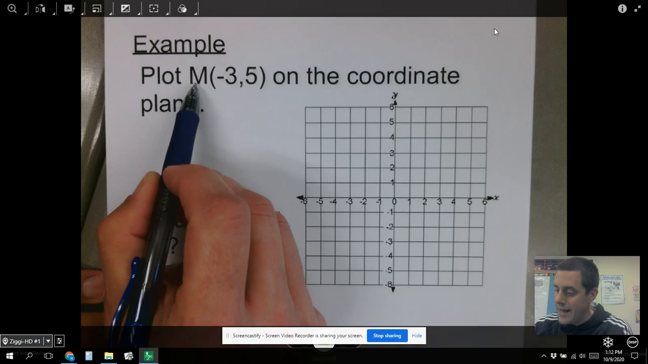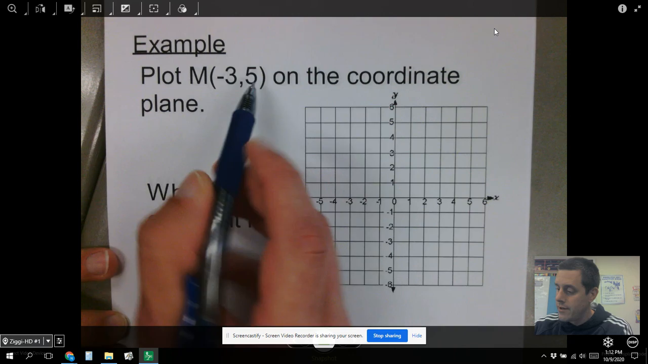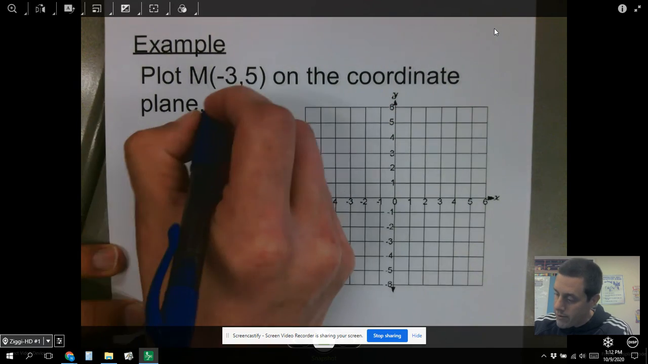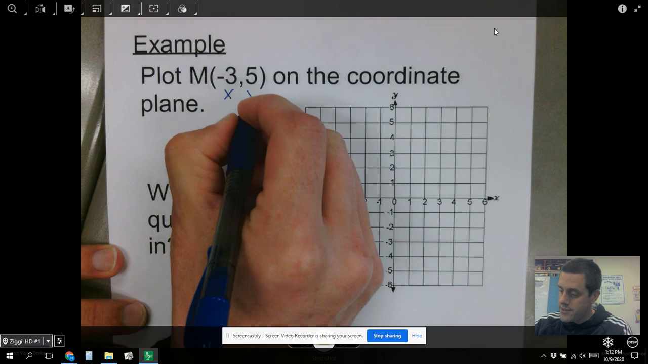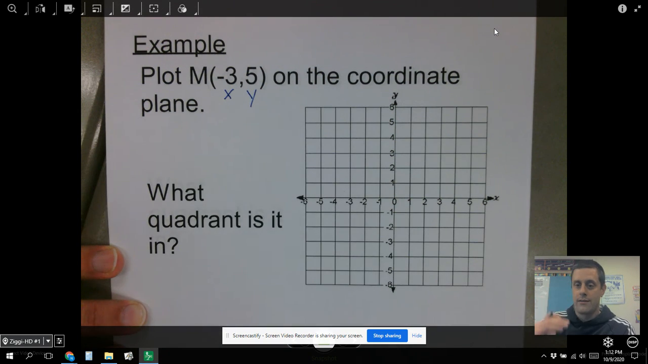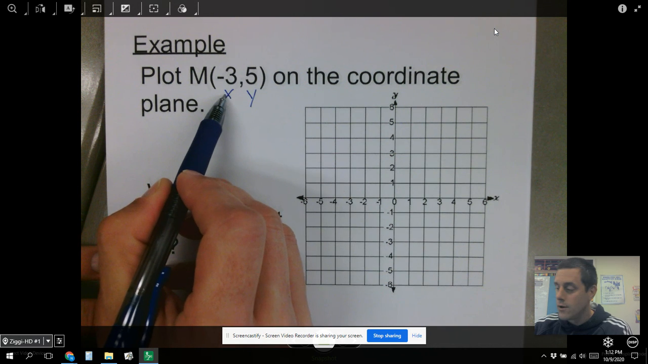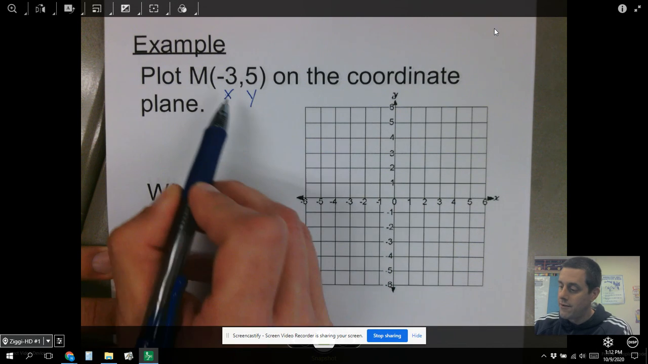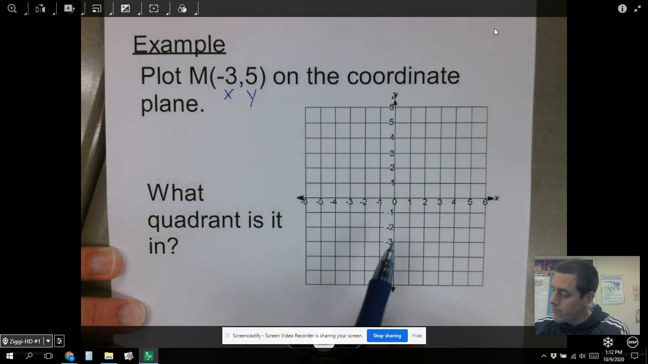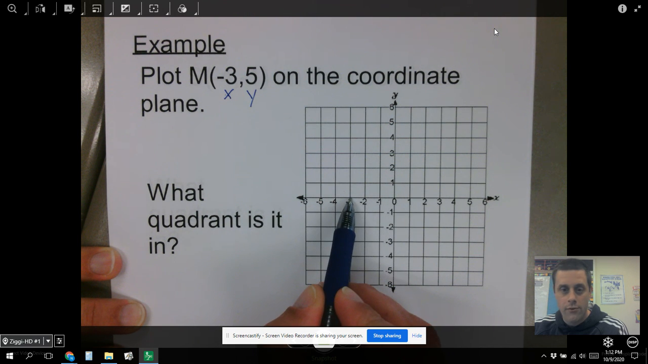Now we're going to plot point M at -3, 5. Now remember, in our ordered pair, the first value is always the x value, tells us to move left or right. The second coordinate tells us to move up or down. That's your y value. So our x value is -3. We're going to start at the origin, that intersection of the two axes. And because our x value is negative, we're going to move to the left. And in fact, we're going to move left 3. So from the origin, we're going left 3.